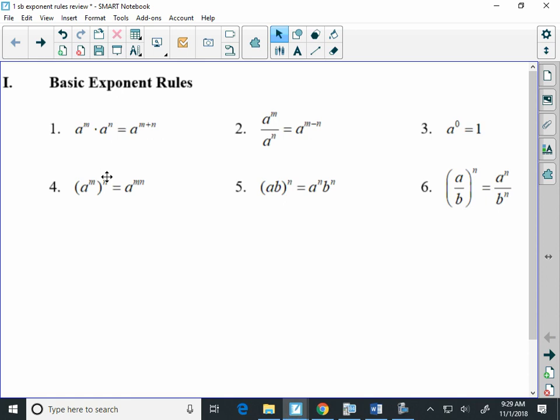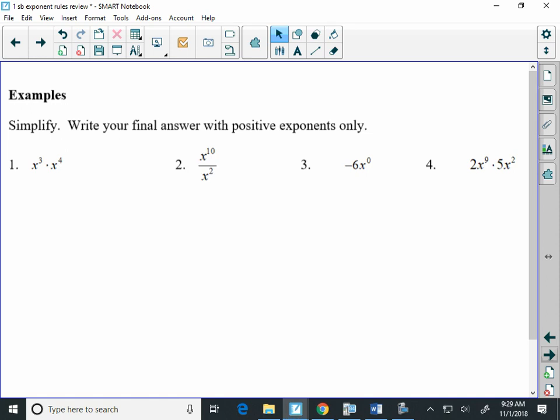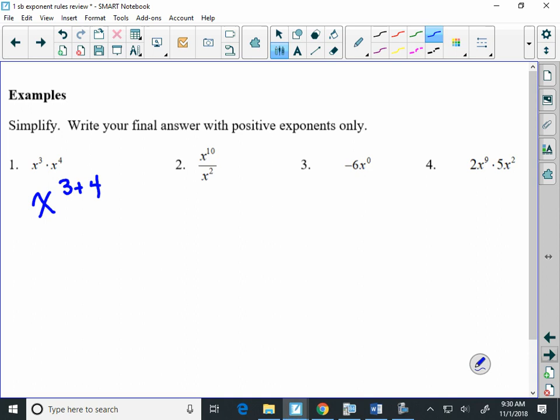So let's do a couple quick examples here. Our first example, x cubed times x to the 4th means that, because we're multiplying, we are going to add those exponents. And no, you don't need to show that step, but I want to show it so that if you look back at your notes, you know where that value is coming from. Multiplication, again, we add the exponents. Division, we're going to subtract.